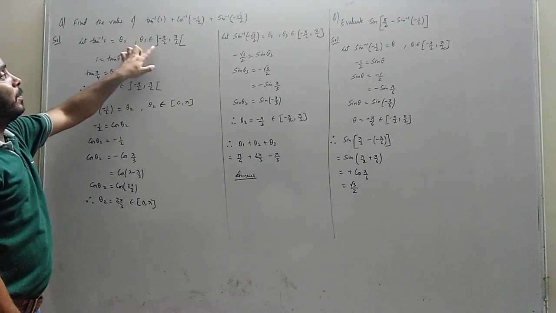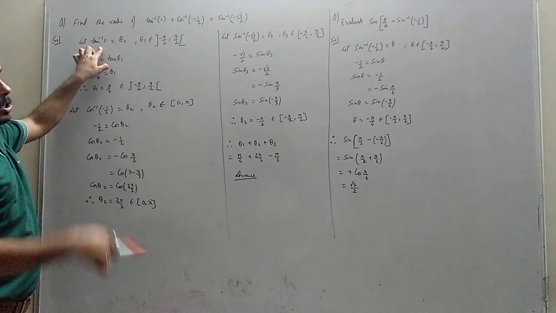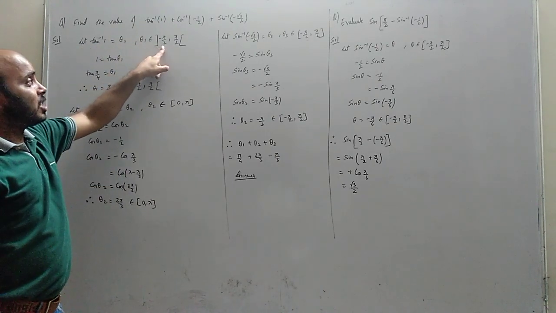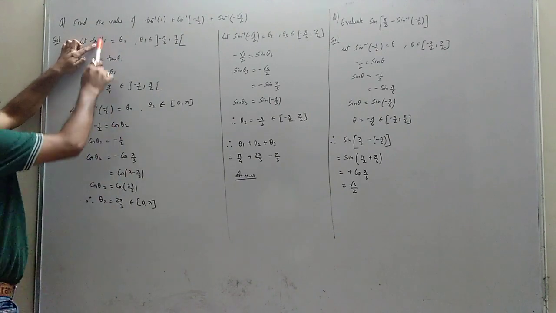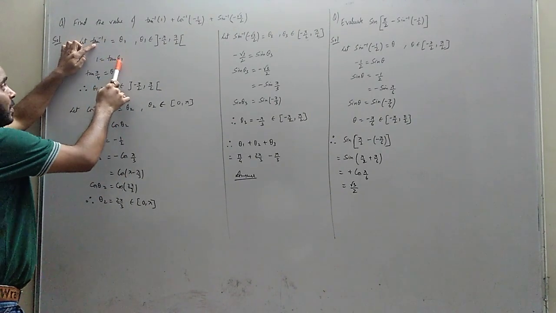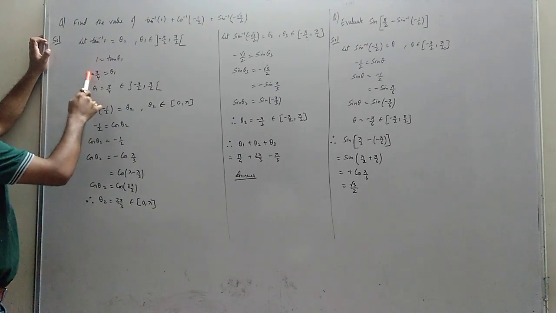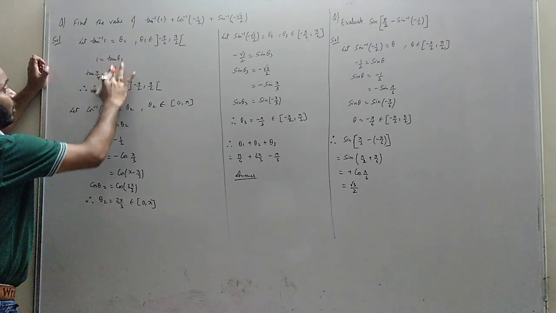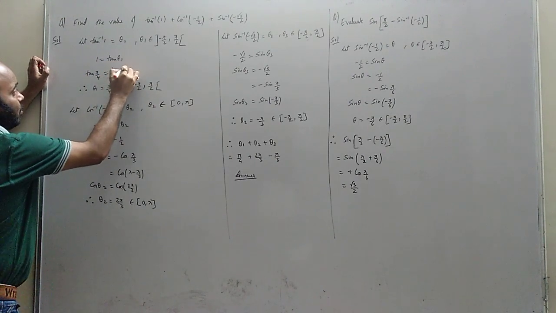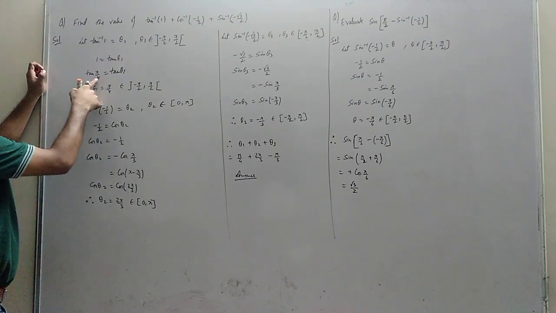Theta 1 कहाँ होगा? Belongs to range of tan inverse. Tan inverse का जो range है, open bracket minus pi by 2 to pi by 2. Now this tan inverse will go that side, becomes tan theta 1 equals 1. 1 will remain 1. Now we don't have a minus sign, no issue. 1 belongs to which tan angle? So 1 belongs to tan 45, tan pi by 4.